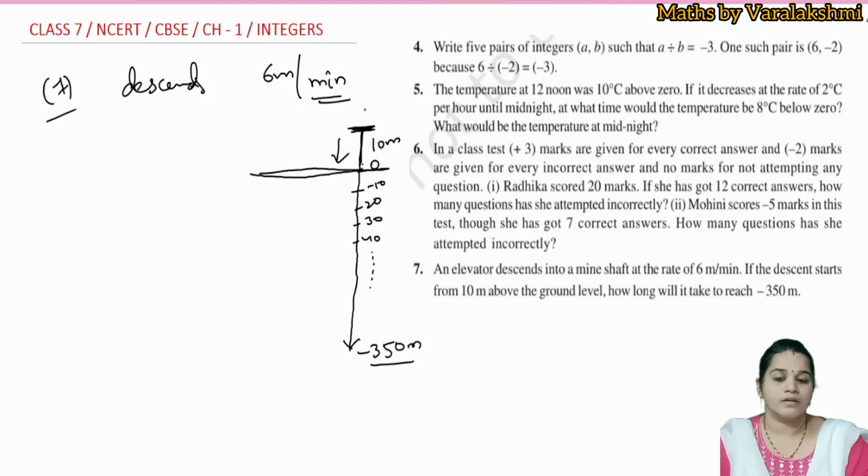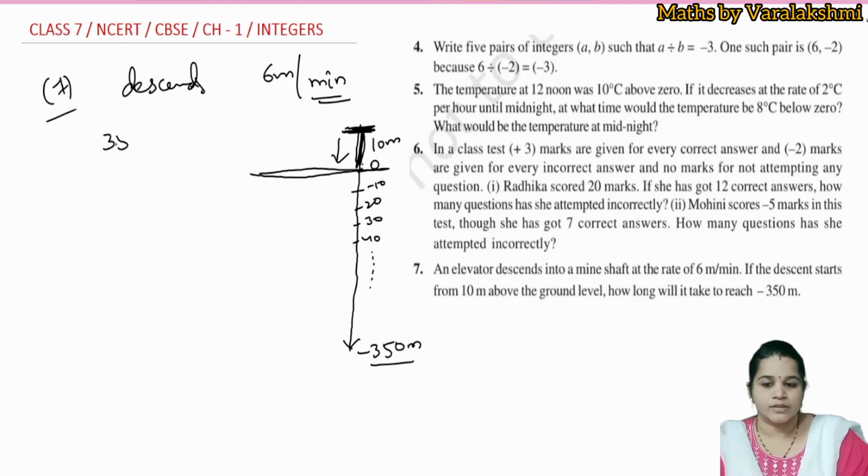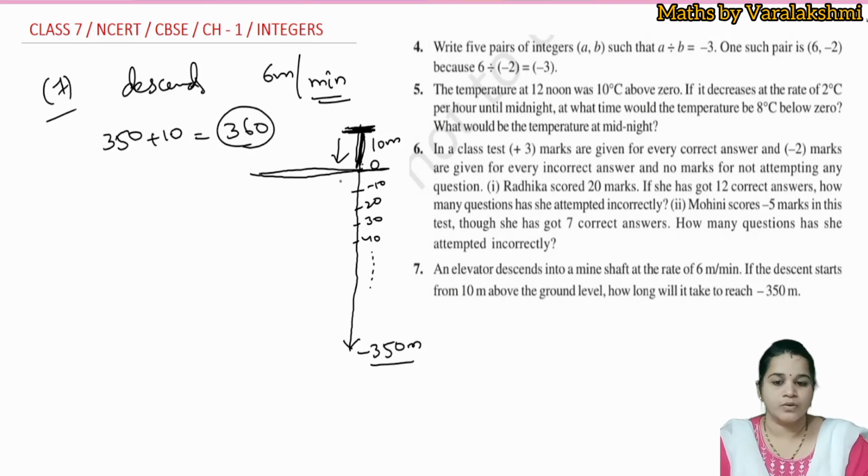Now let us see how many meters the elevator has moved. It is 10 meters above the ground level and 350 meters below the ground level. That is, 350 plus 10 is equal to 360. So on the whole, the elevator has descended a total of 360 meters, 10 meters above the ground level and 350 meters below the ground level. So it has moved 360 meters on the whole.